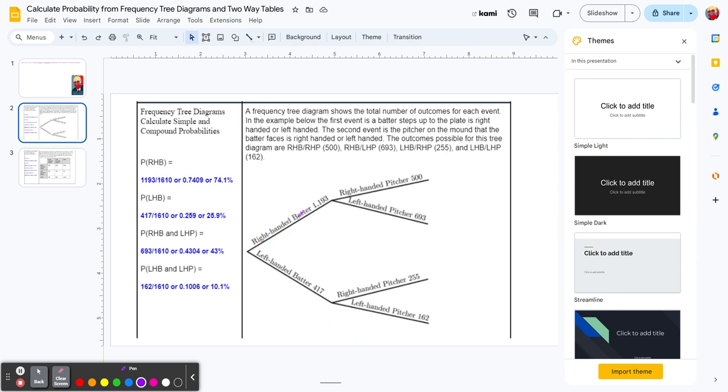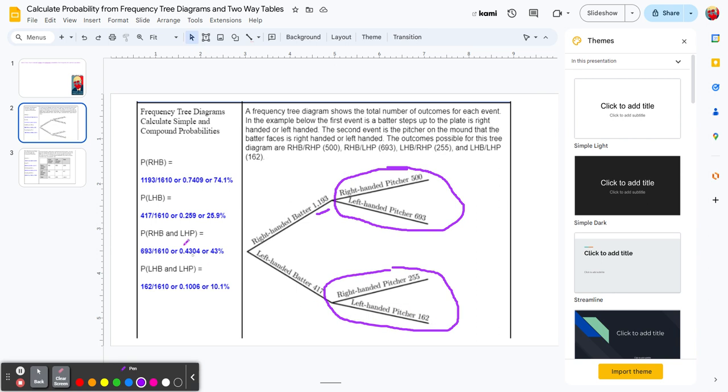If you look at the first branch, there's 1,193 right-hand batters and 417 left-hand batters. Then you go to the second branches, and you'll see the totals add up to this number. The right-hand pitchers is 500, and 693 left-hand pitchers facing these right-hand batters, so 1,193 total. Same thing down here, the 417 left-hand batters. Who do they face? They face the 255 right-hand pitchers and 162 left-hand pitchers.